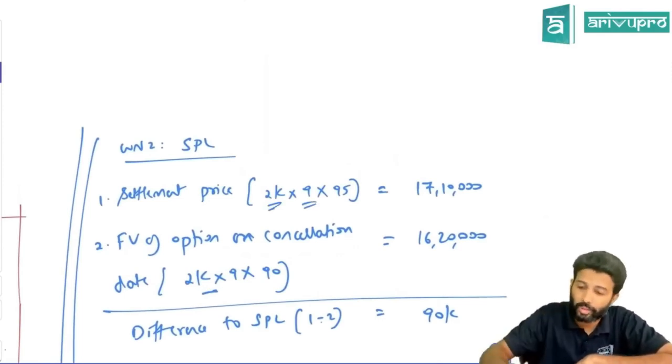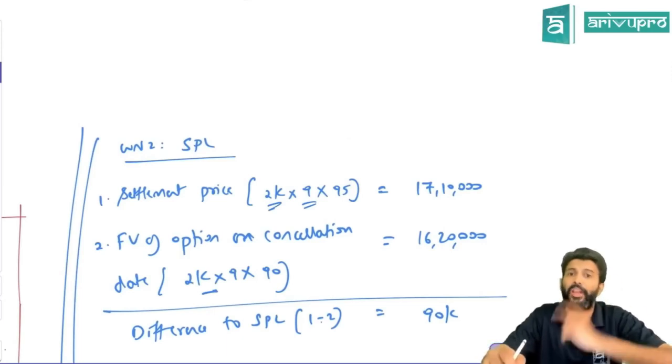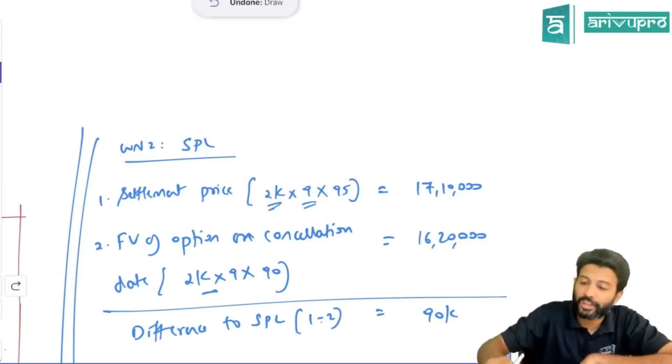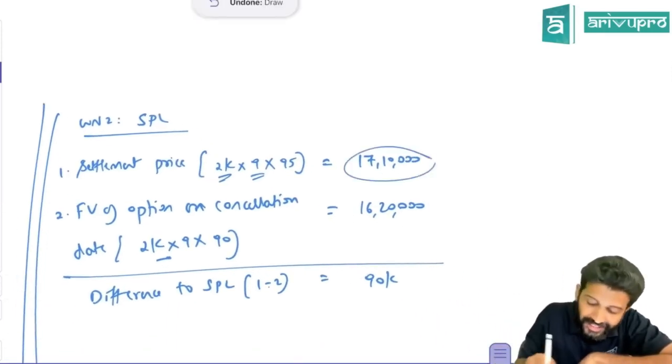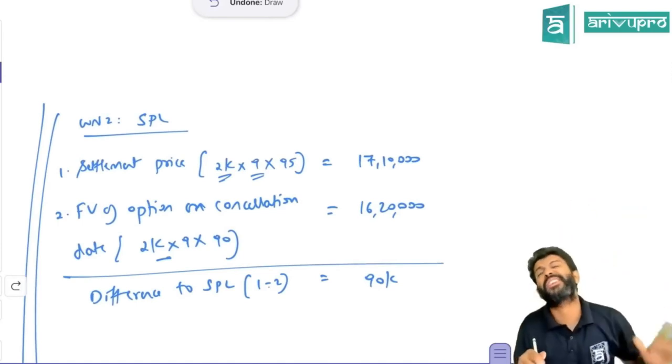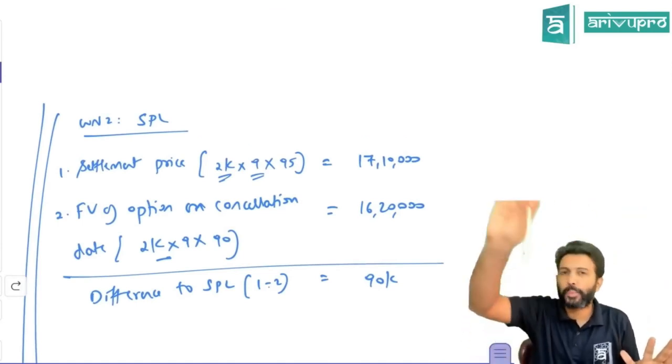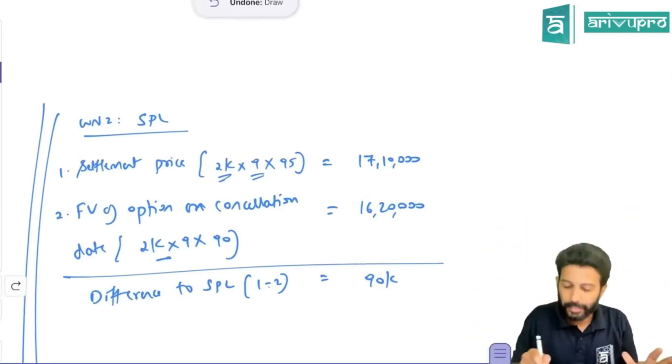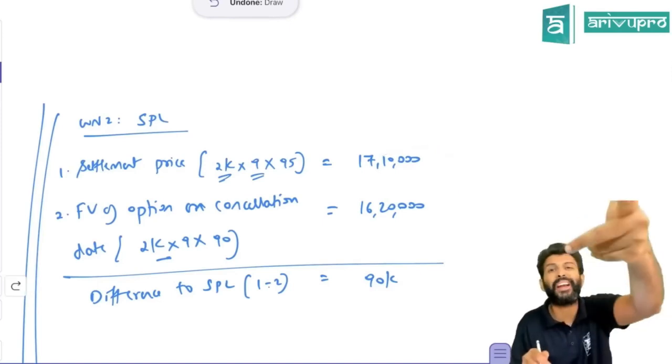So there are 9 directors. So 2,000 into 9 is 18,000 options. And on one option, the company paid 95 rupees. So into 95, how much is that? 17,10,000. The company actually paid 17,10,000. The fair value of the option on the cancellation date is only 1620, but the company paid 1710. So the company paid more.